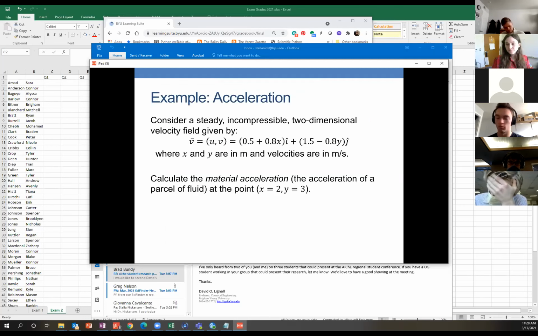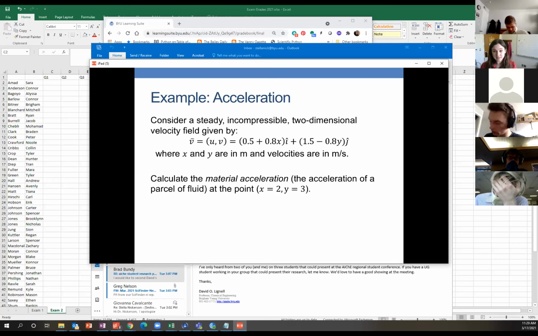Let's do an example. I gave us a chunk of time to do this example, even cutting out some other concepts so we could spend a lot of time on it. So let's do that. We've got a steady, incompressible, two-dimensional velocity field, which I've given you here, where x and y are in meters and velocity is in meters per second. And I want you to calculate the material acceleration, the acceleration of a parcel of fluid at a certain point.